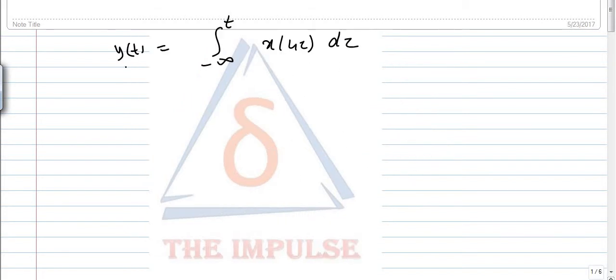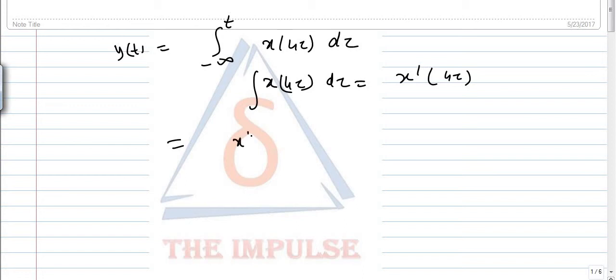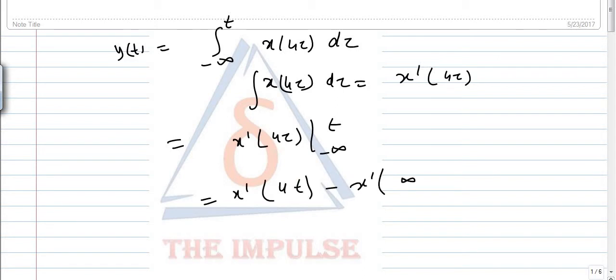Now moving to the next question, this is y(t) equals integration from minus infinity to 4t of x(tau) d tau. Let us assume that integration of x(tau) d tau is nothing but x dash of tau. Then x dash of tau with limit from minus infinity to 4t can be written as x dash of 4t minus x dash of minus infinity.